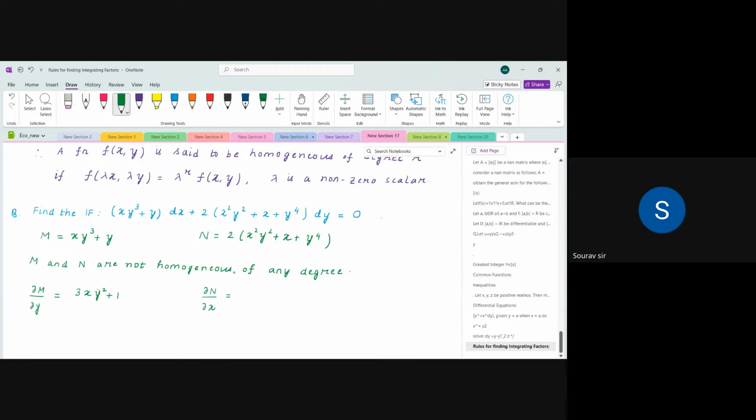The plus 2 should be out. Plus 2, right? So 2xy square. This should be right if you take the 2 common. Yes, sir. Correct.